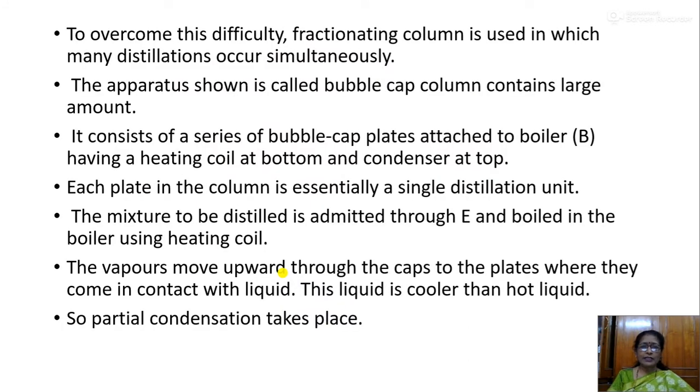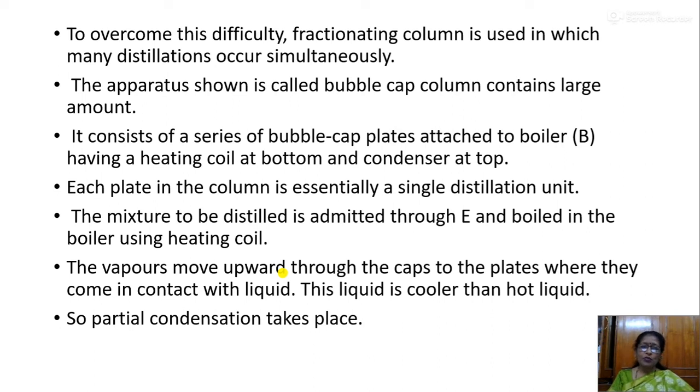The apparatus shown is called a bubble cap column, which contains a large amount of liquid. It consists of a series of bubble cap plates attached to boiler B, having a heating coil at the bottom and a condenser at the top. Each plate in the column is essentially a single distillation unit. The mixture to be distilled is admitted through E, as I showed you there, and boiled in the boiler using the heating coil. The heating coil is used here to boil the liquid mixture.